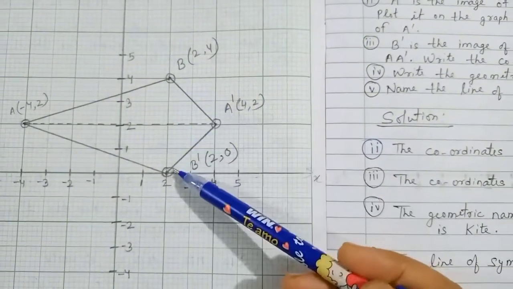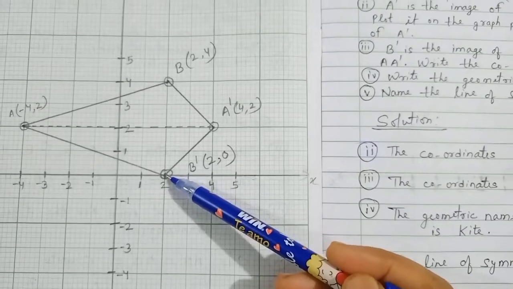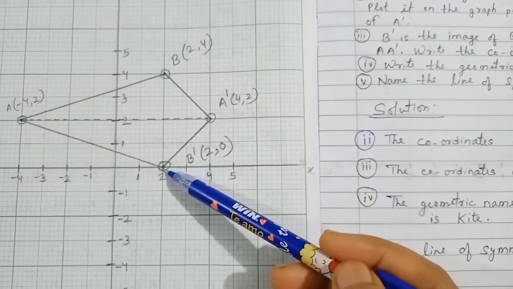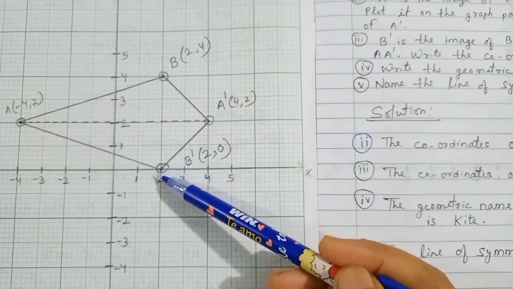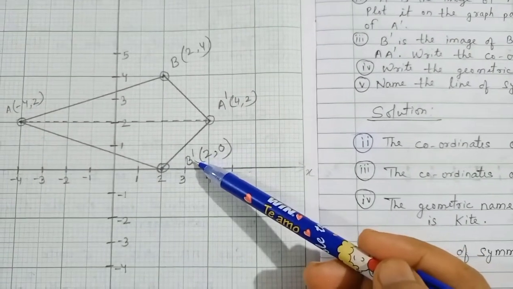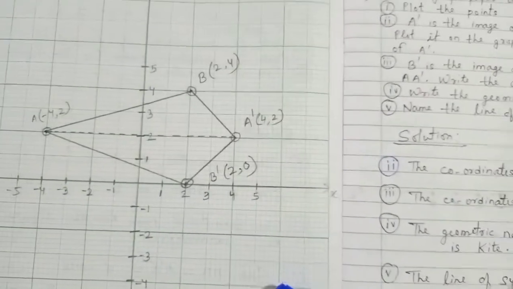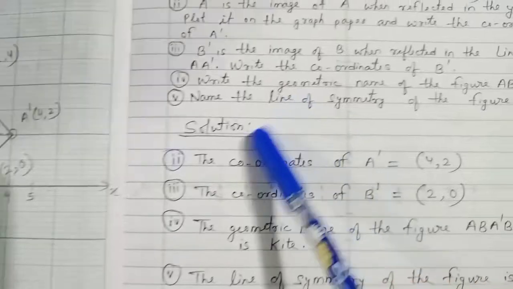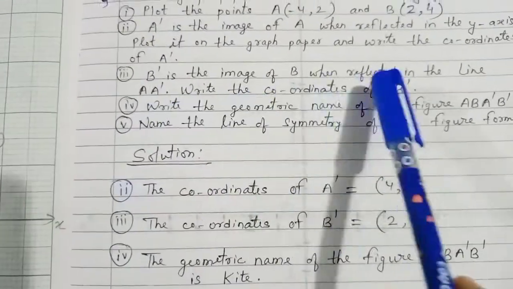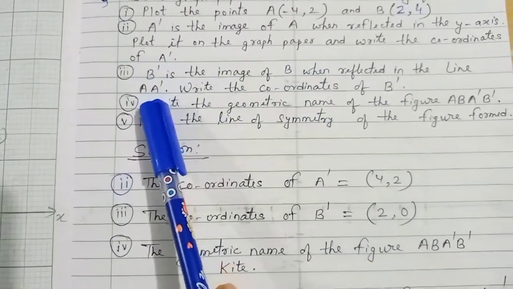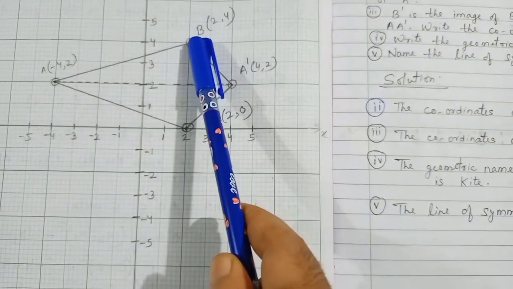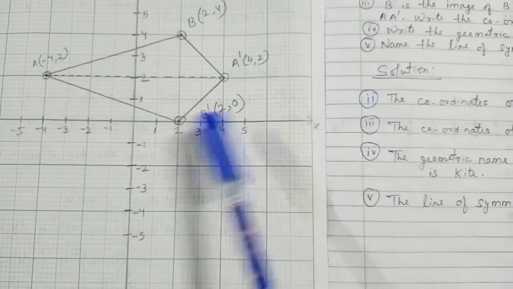So when it comes 2 units down, the point will be here. And the name of this point is 2, 0 because x is 2 and this is 0. So this is called 2, 0 and its name is B dash. This reflection was not taught in the formula, but it is a new type of formula here. So B became B dash when it was reflected in the line A dash. A dash reflected B, B came here and became B dash.